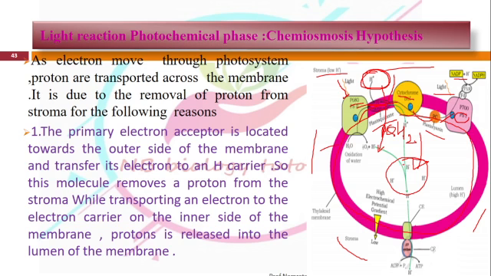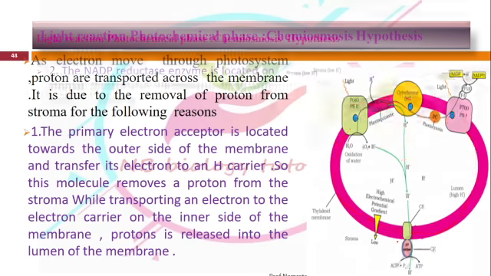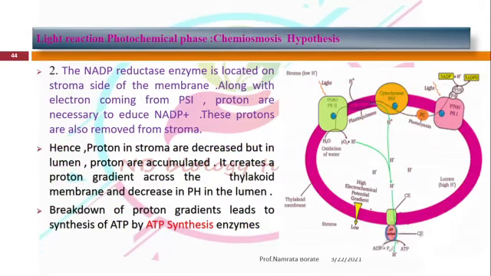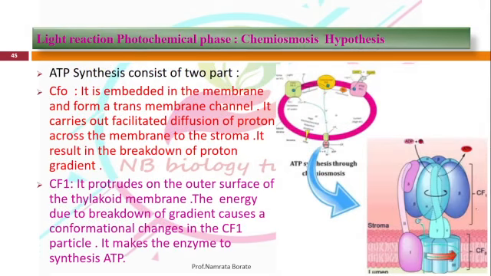The proton which is accumulated in the lumen has a higher concentration in the lumen, and there is a synthesis of the ATP molecule. This synthesis of ATP takes place in the thylakoid membrane, where there is the presence of the ATPase structure. What is that? There is a presence of CF1 and CF0. So what are CF1 and CF0?